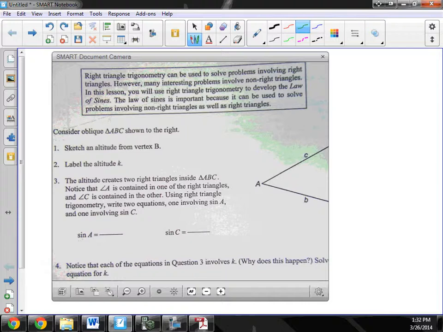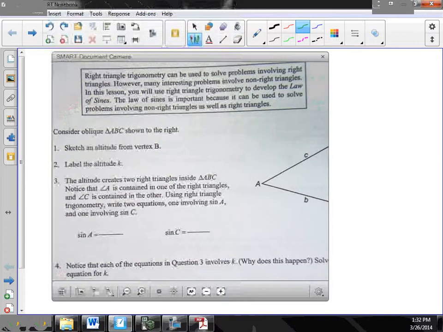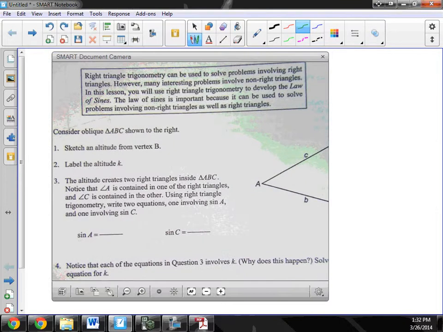In this lesson, you will use right triangle trigonometry to develop what's called the law of sines. Now, there is a law of sines and a law of cosines. Law of sines is easier, and it always works. The law of cosines is kind of more complicated, and sometimes it works, and sometimes it works twice. So stay tuned for that.